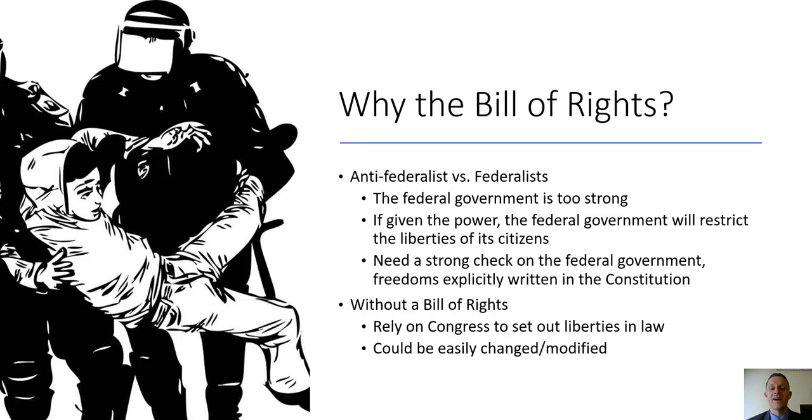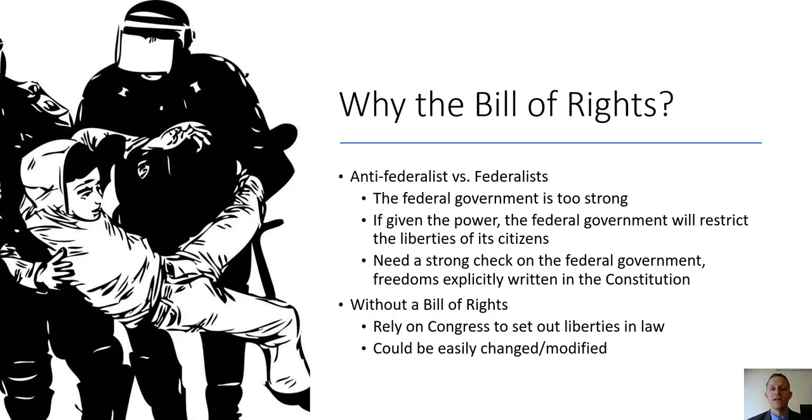So let's think of what it might be like without a Bill of Rights. Essentially, we would rely on Congress to set out our liberties in law. This would still restrict the ability of the government to violate these core civil liberties. However, congressional law is much easier to change and modify than the Constitution.